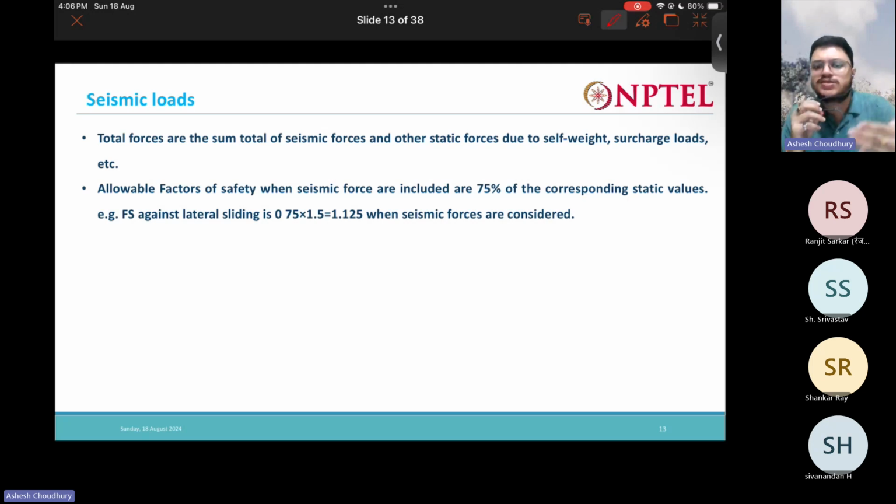So you reduce the factor of safety criterion a bit so that we do not over design too much. We reduce the factor of safety a little to relax the criteria, because we are adding seismic forces also. So 1.125 we consider. Similarly, for overturning, the factor of safety should be 2, so 0.75 times 2 is the minimum factor of safety you have to consider in case of overturning. That is what is discussed here.